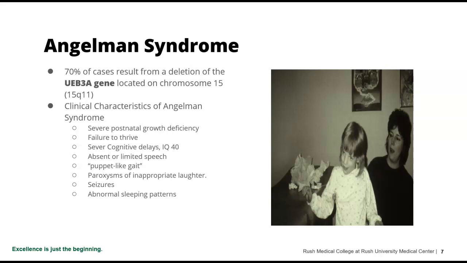They're not eating. They have such low muscle tone, they're not able to feed, and they fall off the growth curve, whereas Angelman's are always growing, but along their horrible growth curve. But they do have failure to thrive, very severe cognitive delays, IQ around 40, absent or limited speech, a puppet-like gait. We used to call this the happy puppet syndrome.